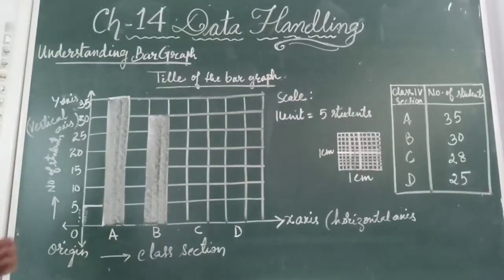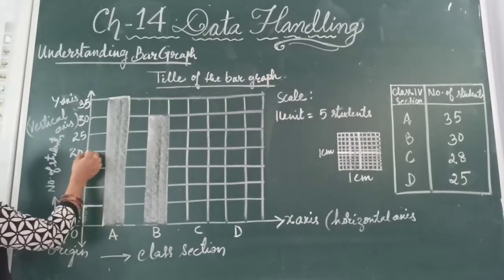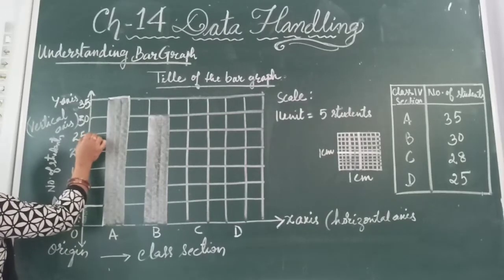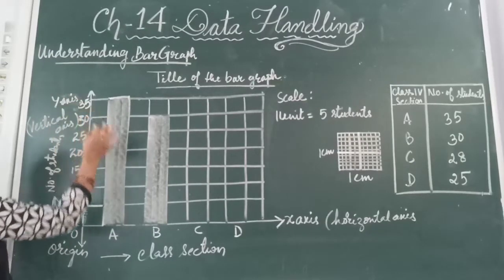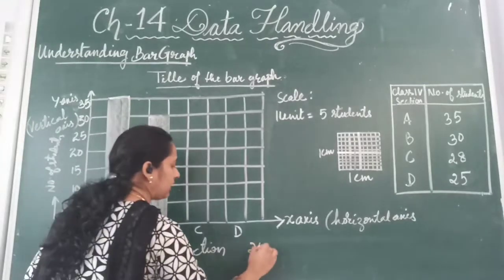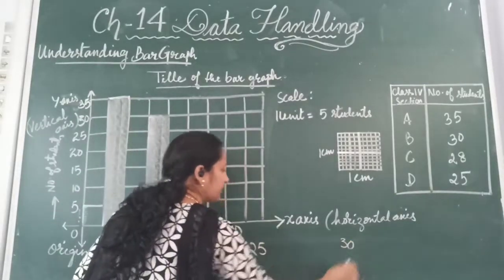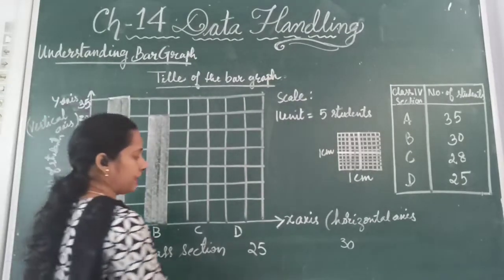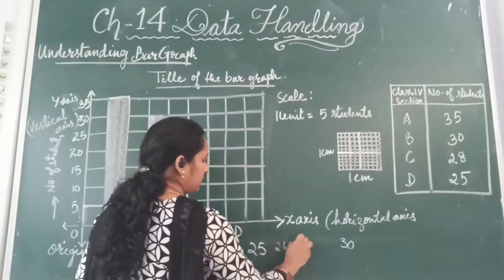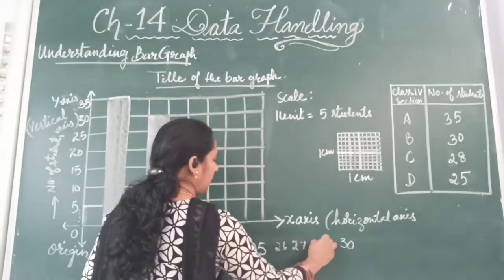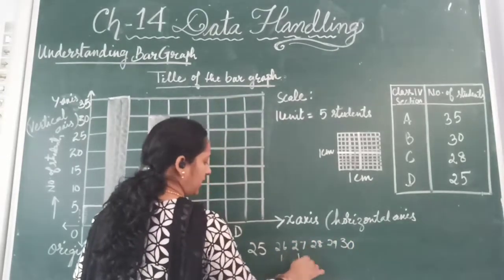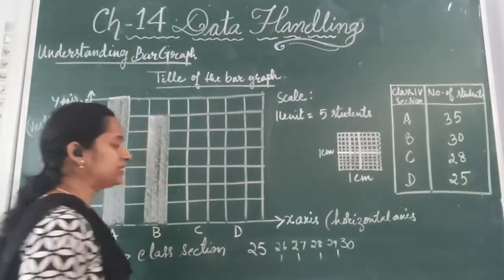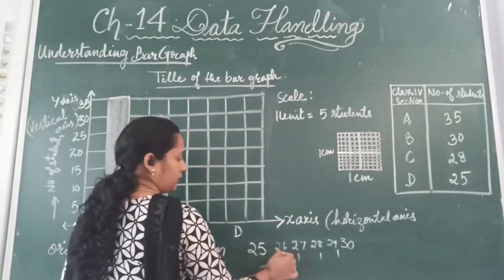Similarly, you come for drawing the bar of section C, that is 28. Just have a look. From here to here it is 25 and here to here it is 30. Now, between 25 and 30, what numbers do we have? 26, 27, 28 and 29. So, how many numbers in between? We have 1, 2, 3, 4.